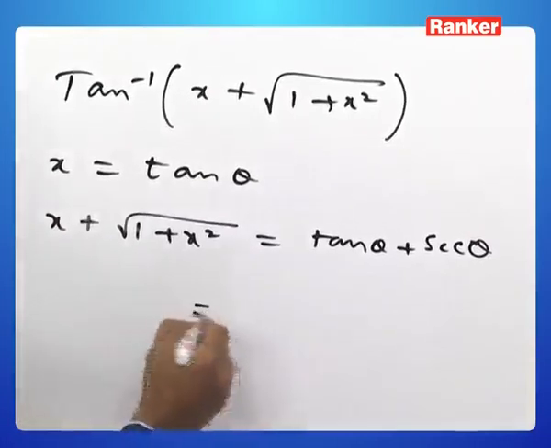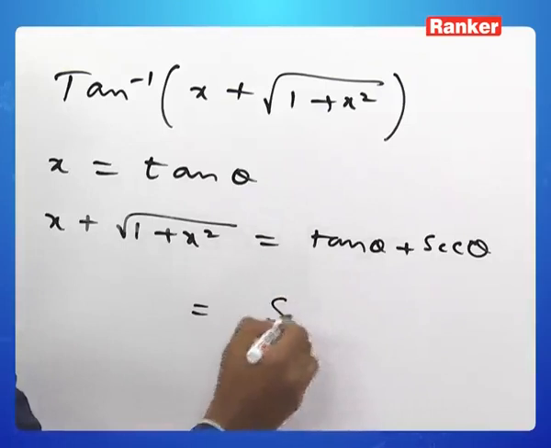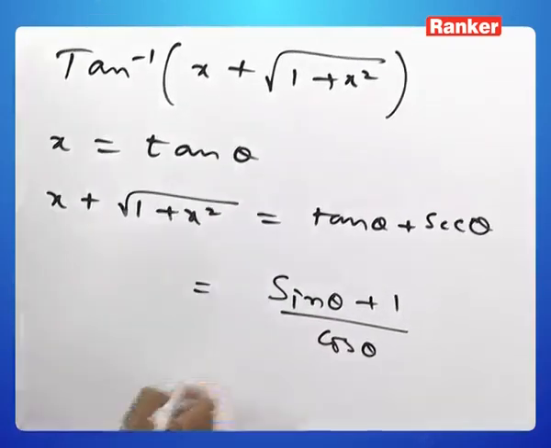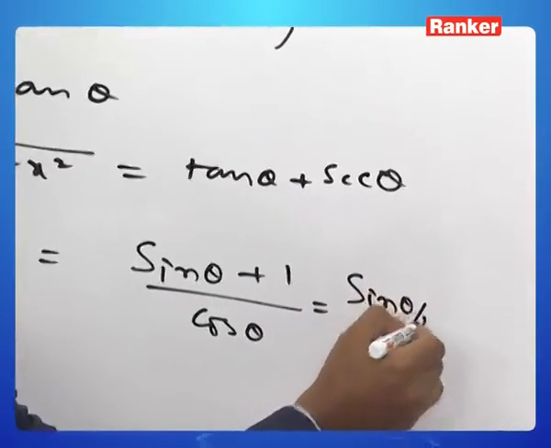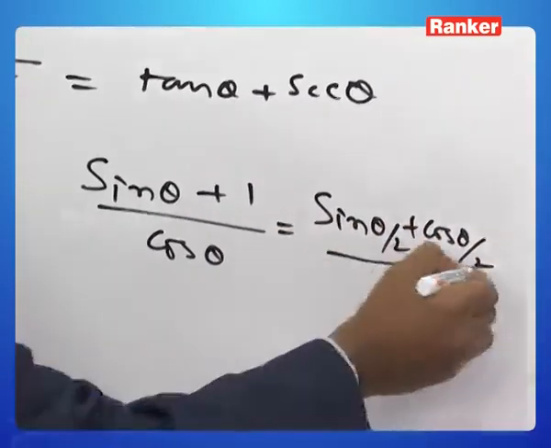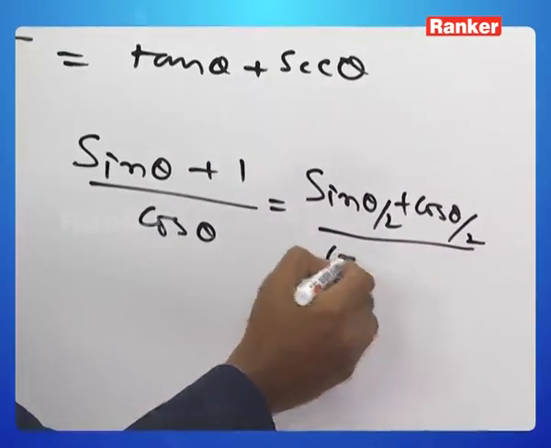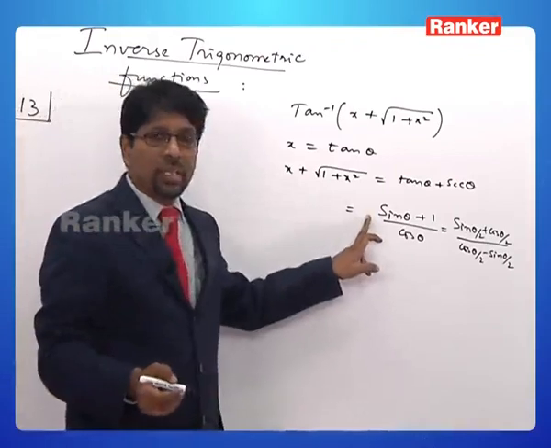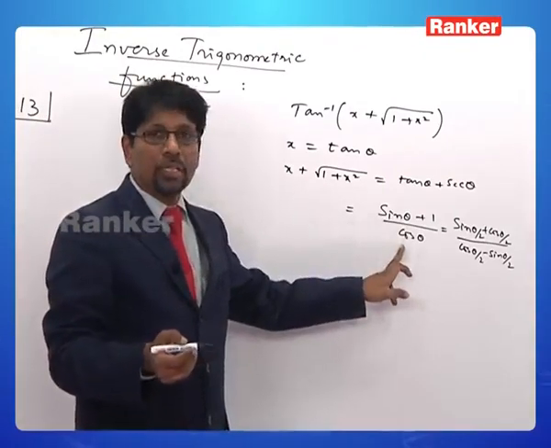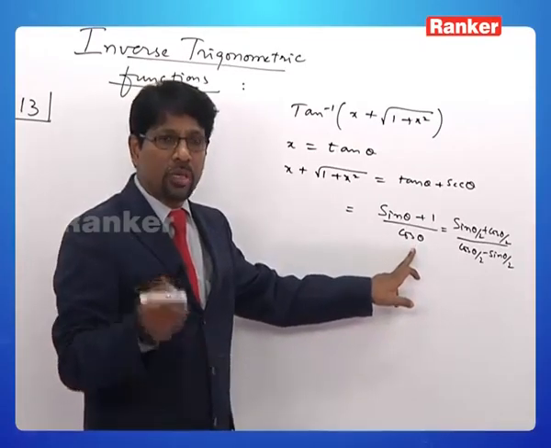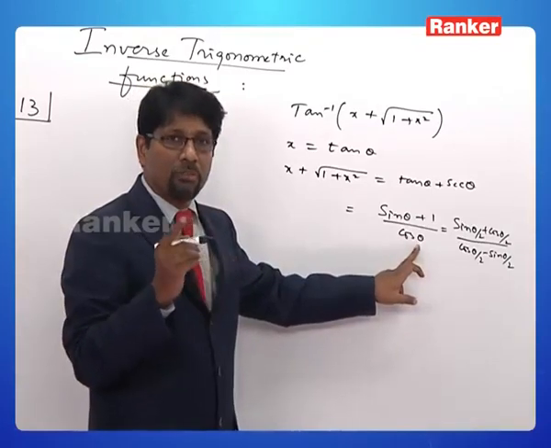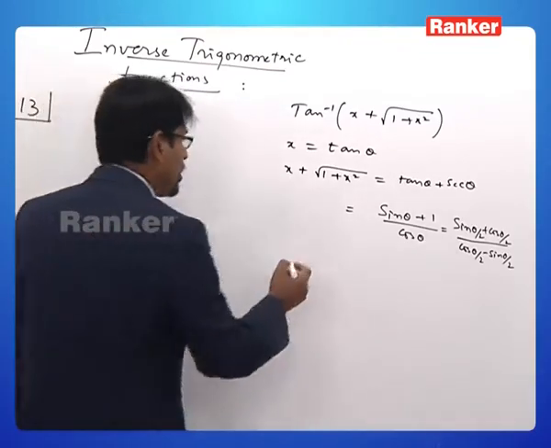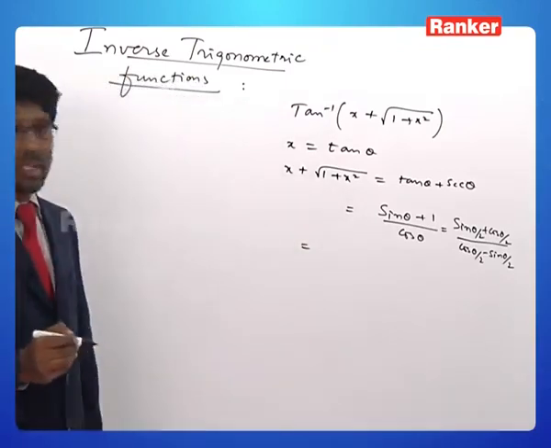which we shall write in terms of the submultiples. We will write this in the form of sin theta plus 1 by cos theta. Further, I can write this in the form of sin theta by 2 plus cos theta by 2 by cos theta by 2 minus sin theta by 2. This 1 plus sin theta is sin theta by 2 plus cos theta by 2 the whole square, and the denominator cos theta is cos square theta by 2 minus sin square theta by 2. I am cancelling out one cos theta by 2 plus sin theta by 2 factor, and we are now left with sin theta by 2 plus cos theta by 2 divided by cos theta by 2 minus sin theta by 2. Now further, I will divide both numerator and denominator by cos theta by 2.